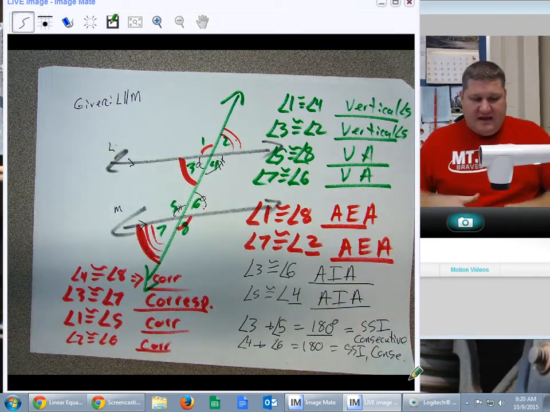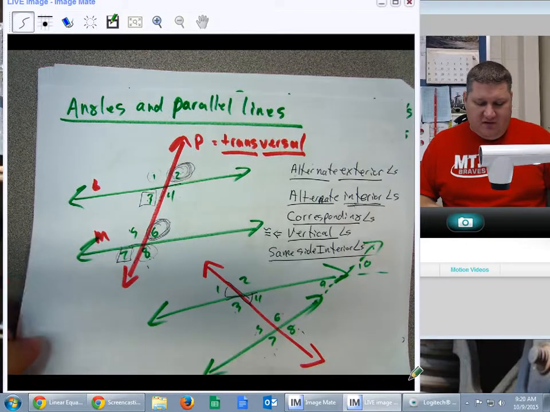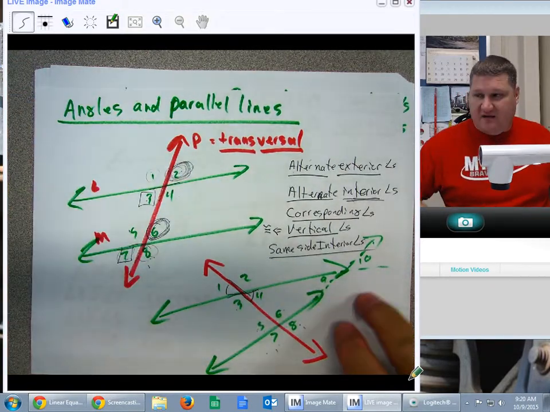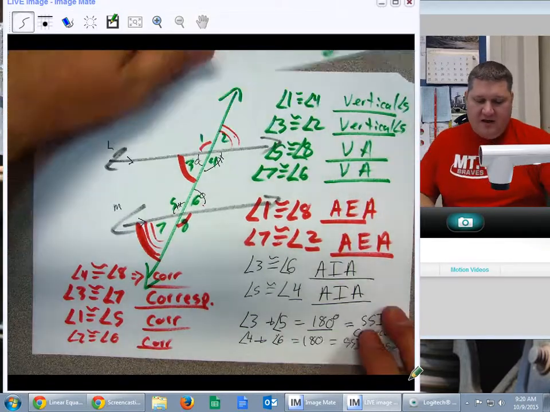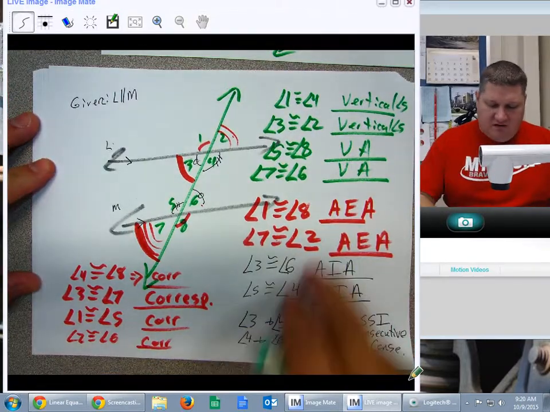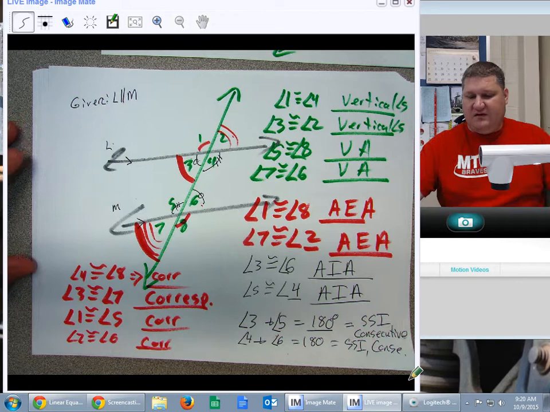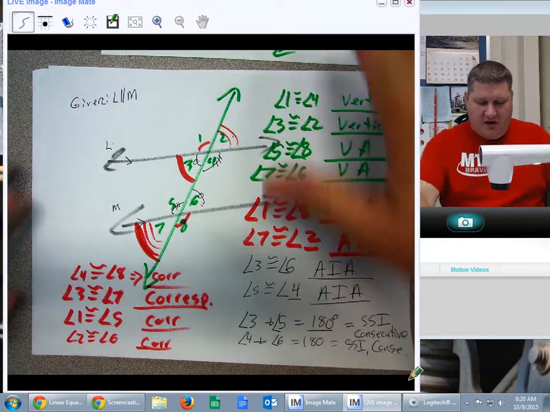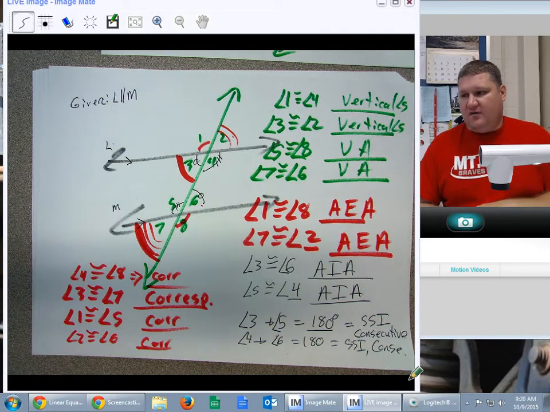So the thing is, alternate interior, all these exist regardless of whether the lines are parallel or not. But if the lines happen to be parallel, then all of these things are true. Now, obviously, given something is true, you can prove all the others over here, and that's what we're going to be headed into next.